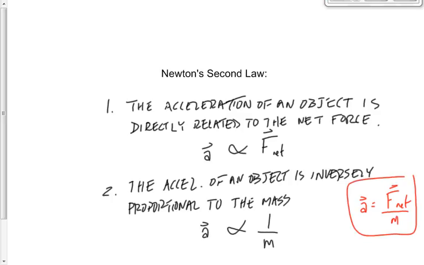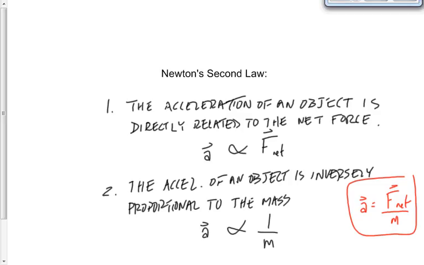The first law talks about when an object is not accelerating, and it's at rest and it stays at rest, or it's moving at a constant speed and it stays moving at a constant speed. The second law talks about the objects that are accelerating, when there is a net force causing something to speed up or slow down or change direction.